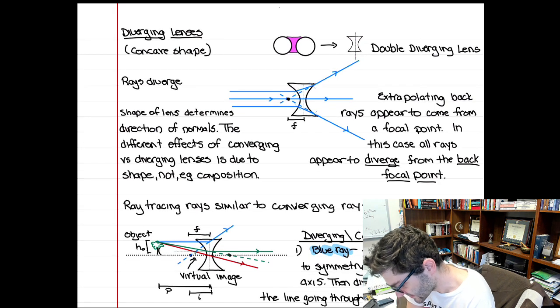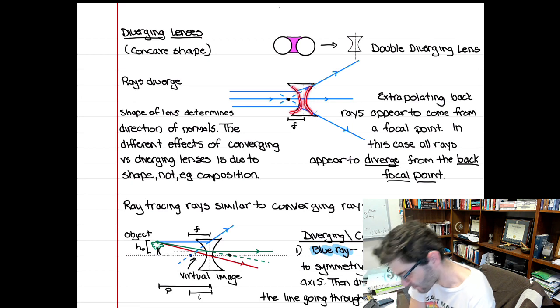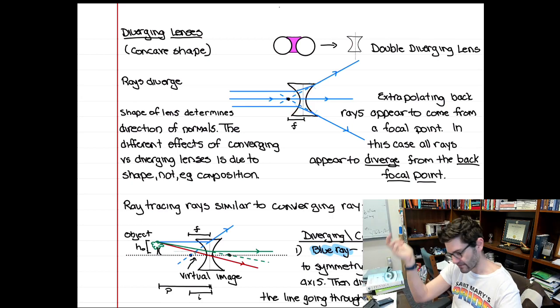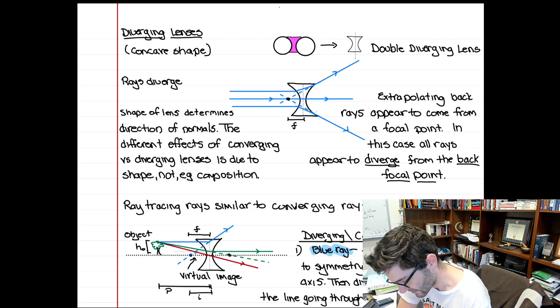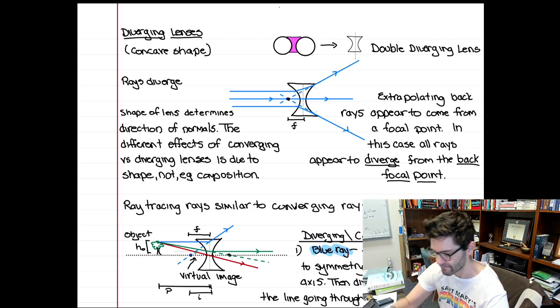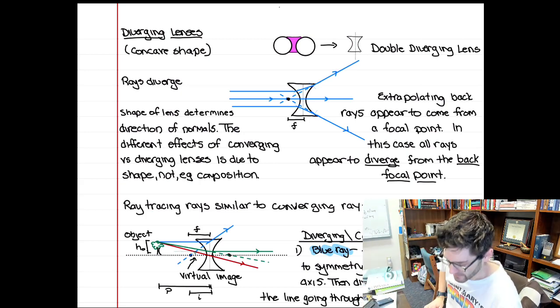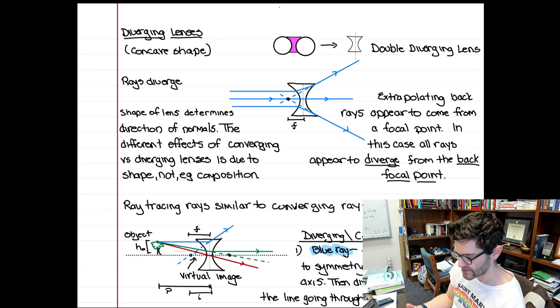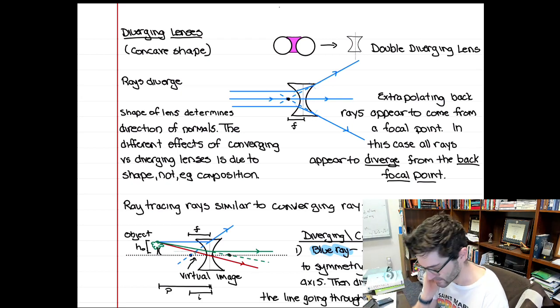So in both of these cases, notice that the path these rays take is because of the curvature they hit when entering and leaving the lens. So the properties of these, whether it's diverging or converging, are based on the shape, nothing like composition, right? You can have a converging and a diverging lens both made of plastic. In order to call it a converging lens, that means it's bringing light together. That depends on the shape of the object compared to diverging.